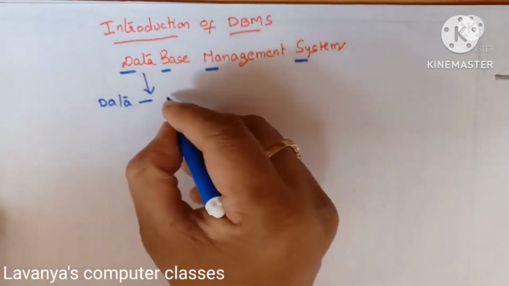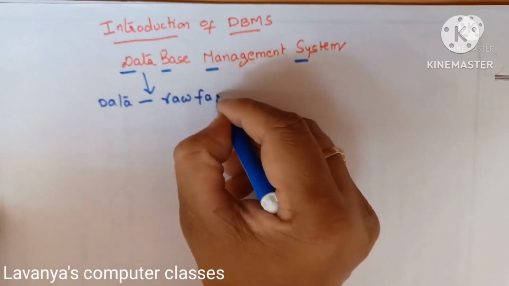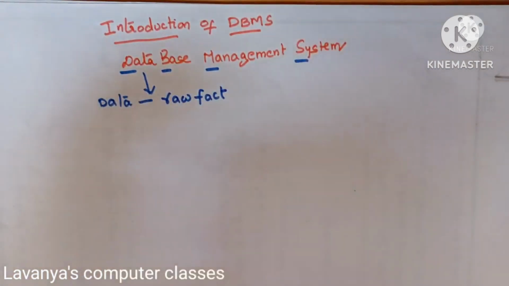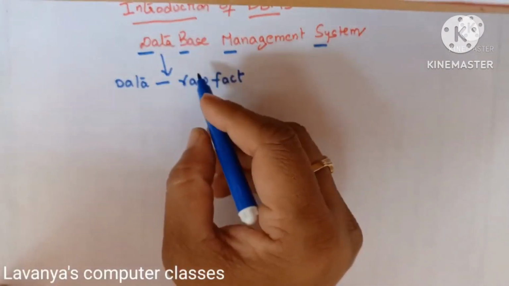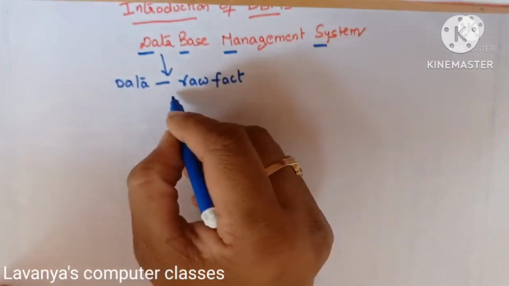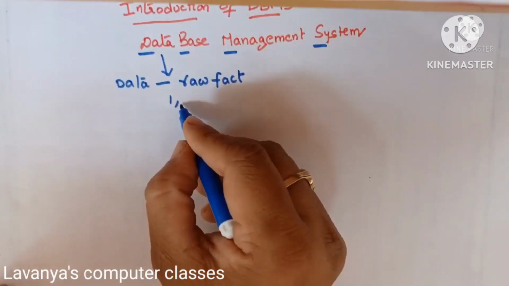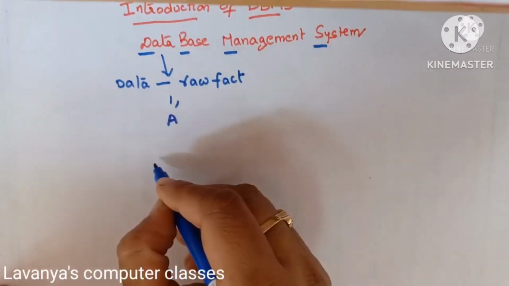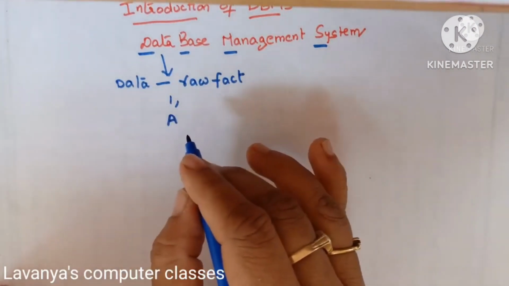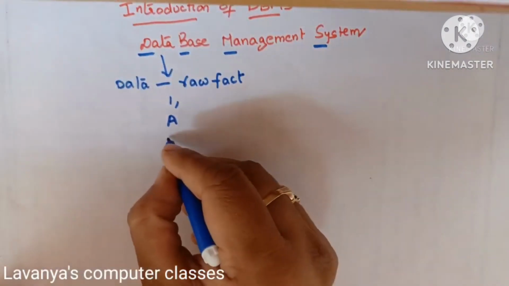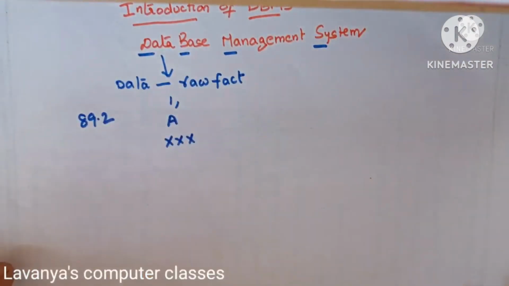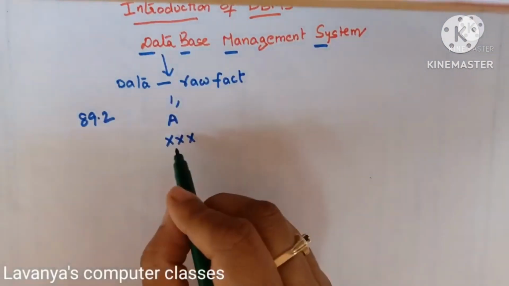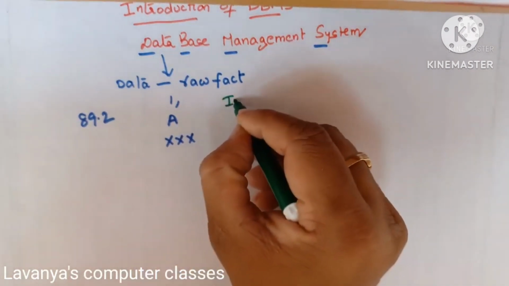So what is data? Any raw fact is known as data. What is the meaning of raw fact? Raw fact means anything you are typing using the keyboard. For example, 1 is a data. A is a data. Any value you are typing through the keyboard is called data. For example, x or 89.2. So all of these are called data. Any raw fact, whatever you are typing through the keyboard, is called data.